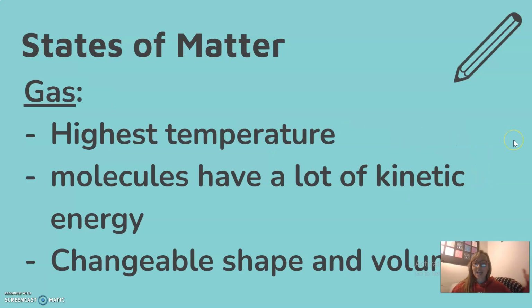All right, and then gas. So gas is the highest temperature state that we're talking about. Molecules have a lot of kinetic energy when they are a gas. So they're moving around a lot, they're bumping against each other, and gas molecules have a changeable shape and a changeable volume.